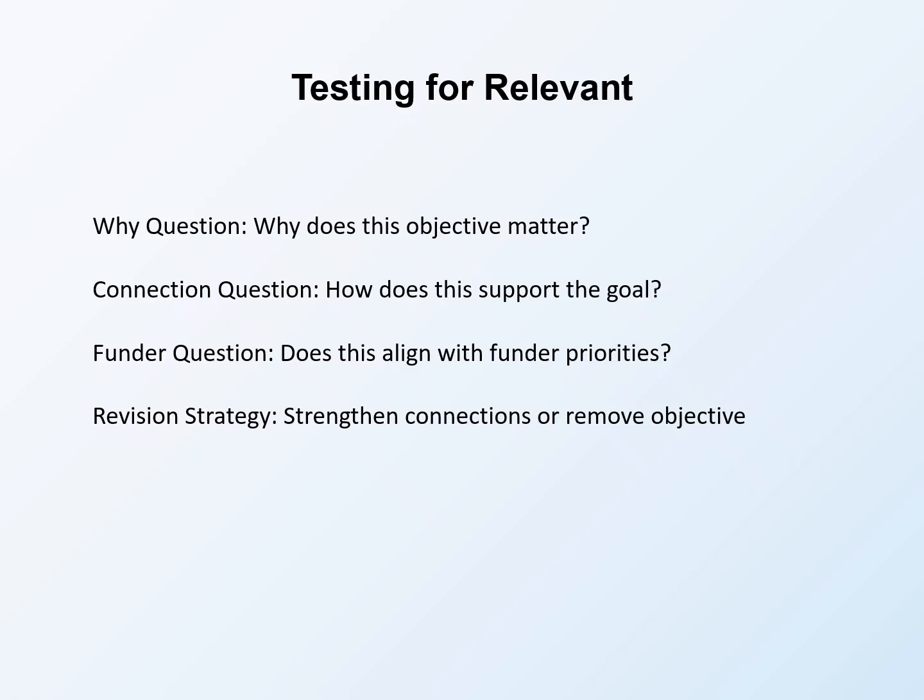The funder question asks whether this aligns with funder priorities. Review funder materials. Does your objective address their stated interests? Misaligned objectives are less competitive. The revision strategy strengthens connections or removes the objective. If an objective is marginally relevant, either strengthen its connection to goals and priorities or replace it with something more relevant.